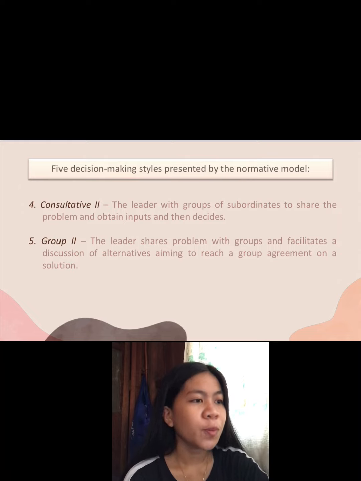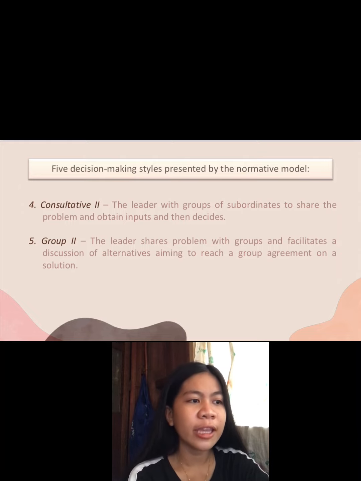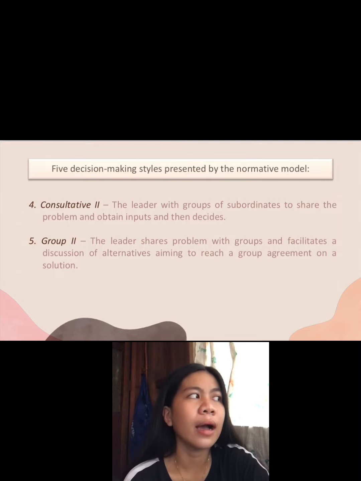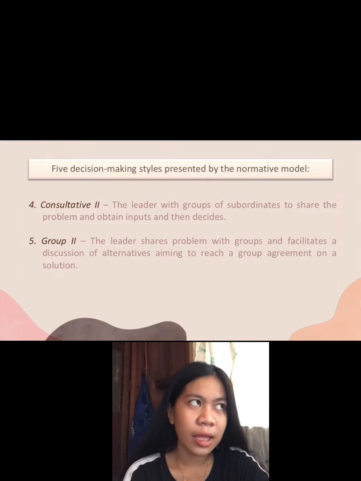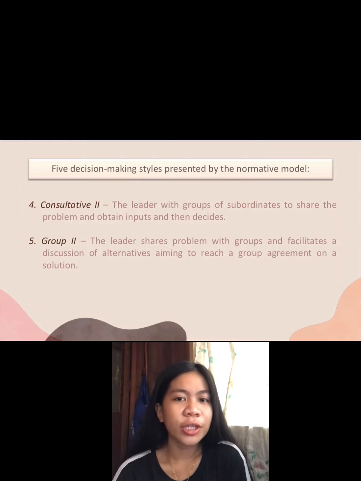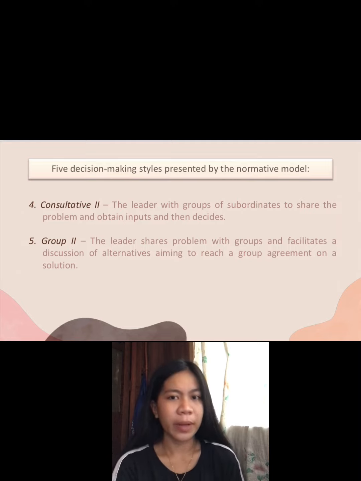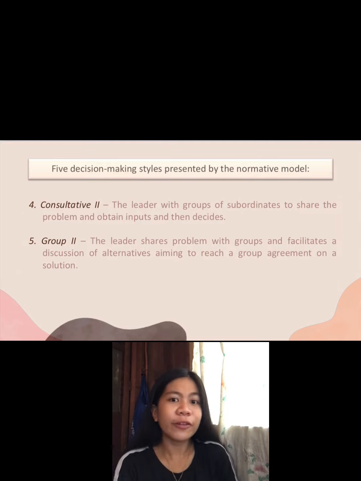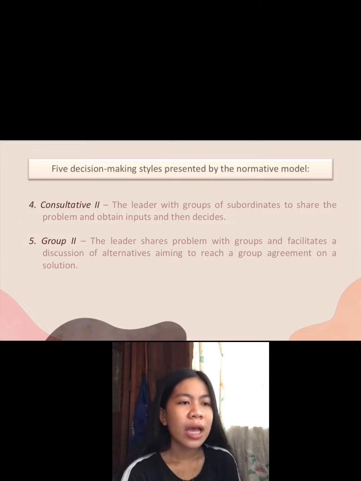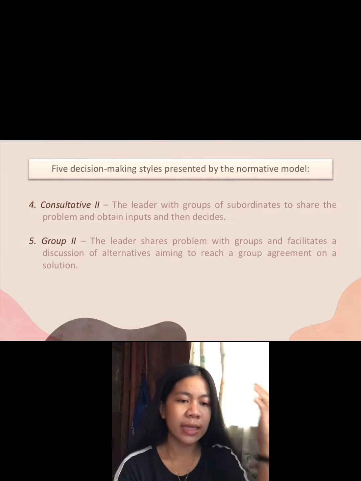The fifth one is the group second. The leader shares problem with groups and facilitates a discussion of alternatives aiming to reach a group agreement on a solution. So unlike here naman, unlike with the other na nauna na yung though mag-gather siya information coming from the subordinates, the final say is sa leader pa rin. Pero here kasi dapat agree yung lahat, agree yung subordinates mo sa kung anong mang balak mo i-decide.